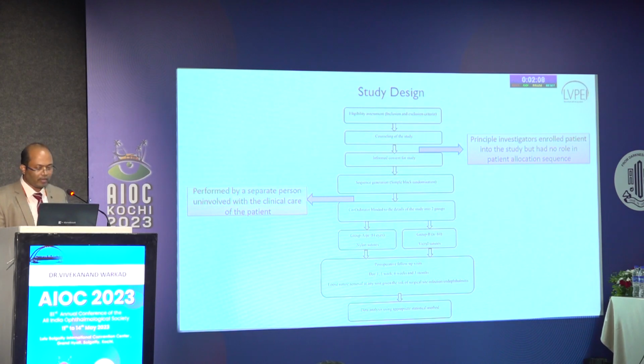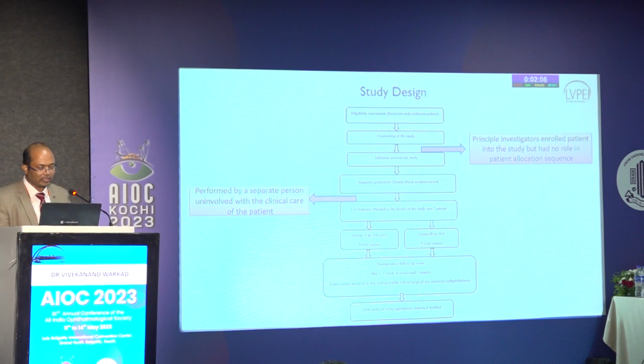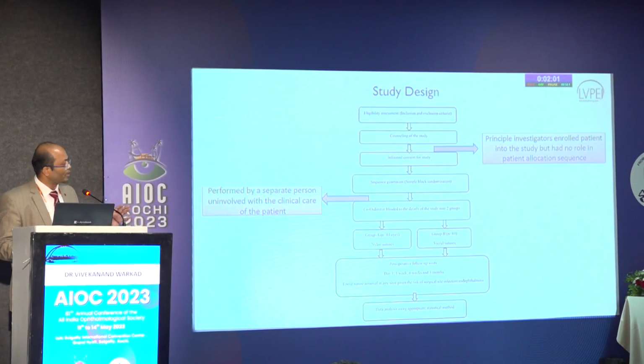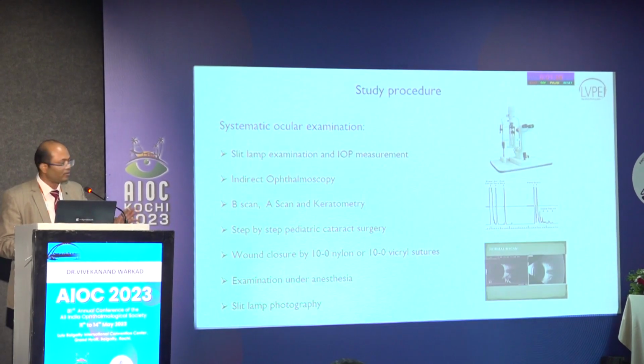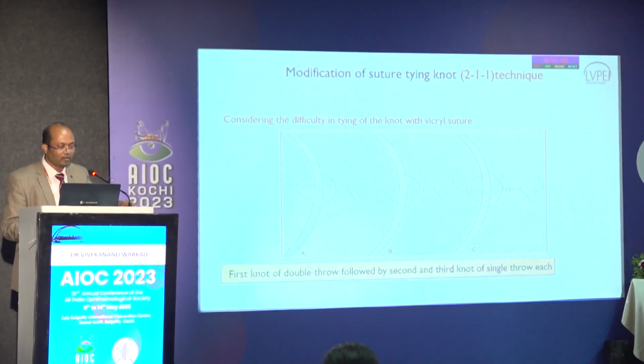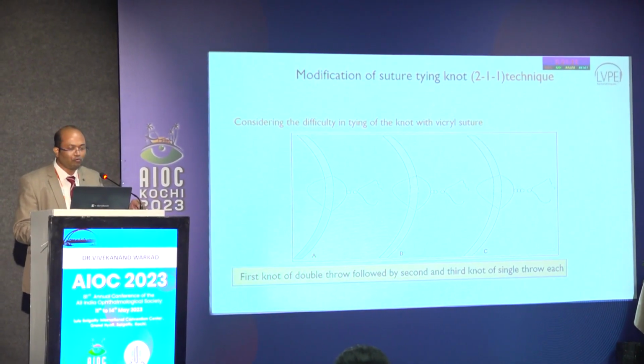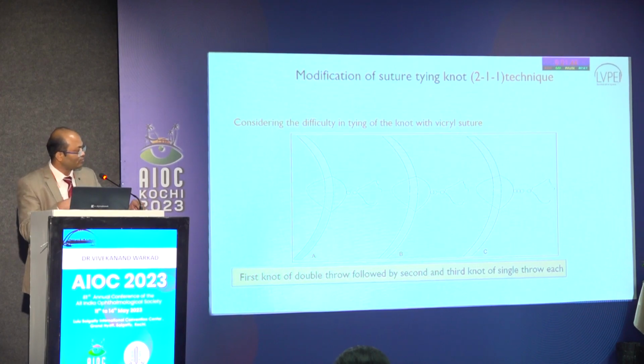Post-operative care was routine, with follow-up at 1 day, 1 week, 6 weeks and 3 months. However, whenever loose sutures were reported, they were removed irrespective of the duration at presentation. This is one modification. We realized the Vicryl suture needs the 2-1-1 technique, where the initial 2 throws are followed by 1-1. That makes your life easy to bury this suture compared to nylon, because Vicryl has characteristics that make the suture very tight and difficult to bury.